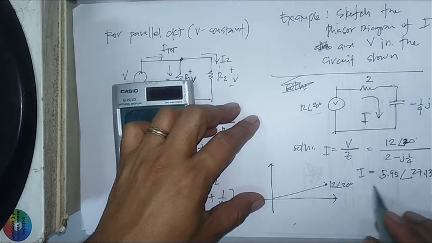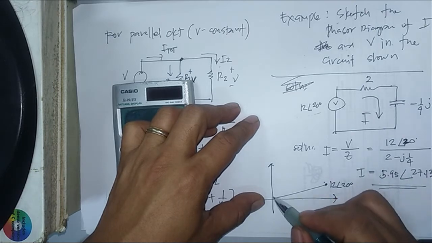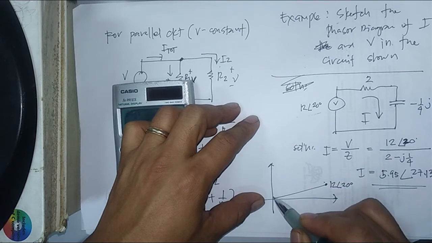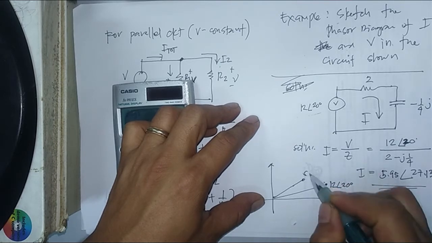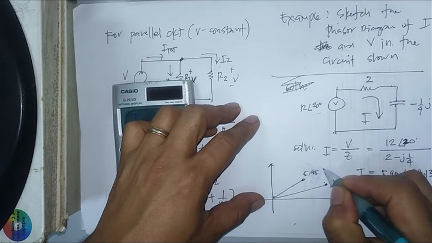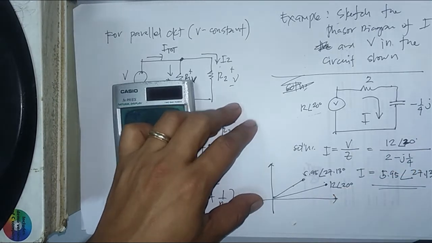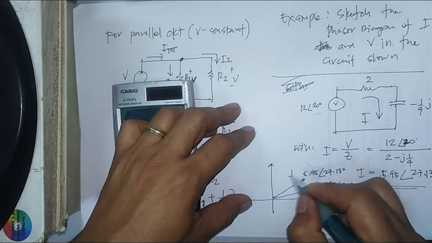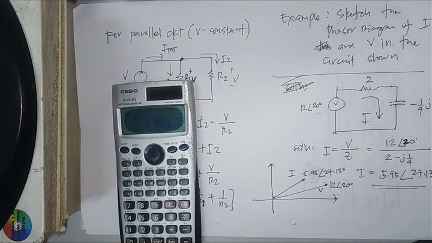Now for the current, we have 5.95, that is somewhere here with the angle of 27 degrees. Okay, this is 5.95 with an angle of 27.13 degrees. This is your current and this is your voltage phasor. So this is your phasor diagram.